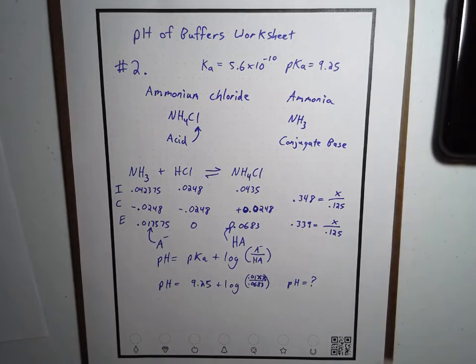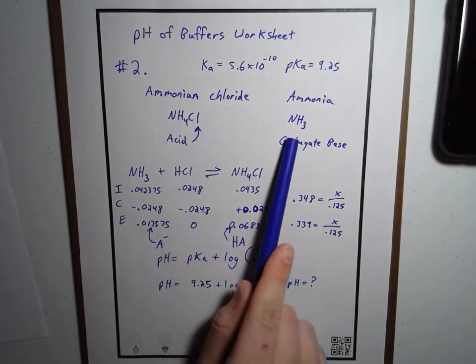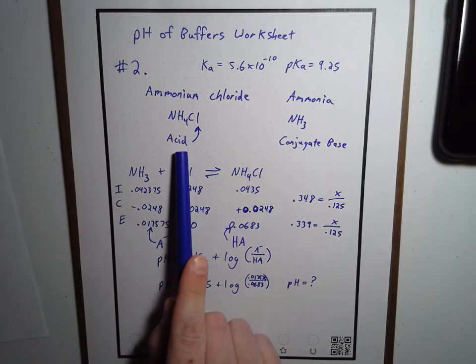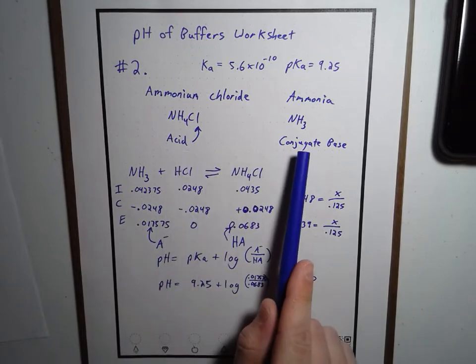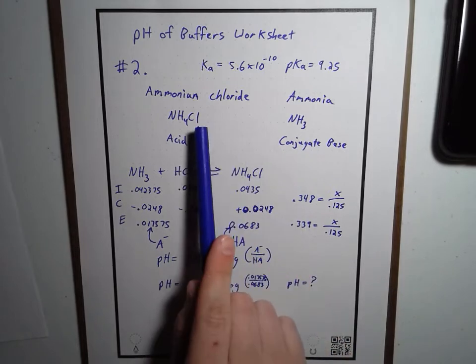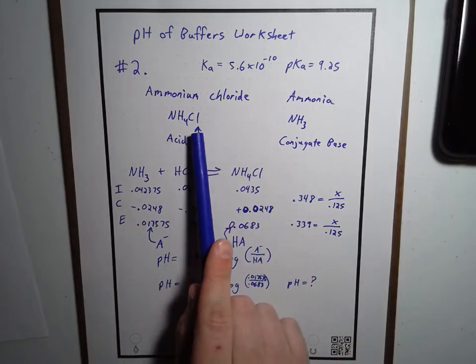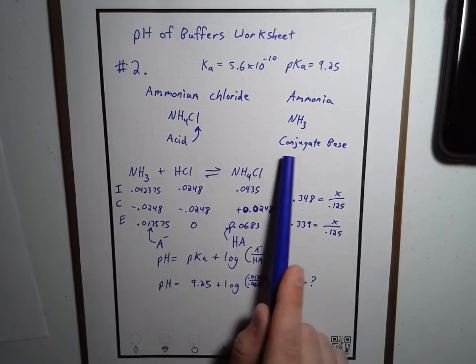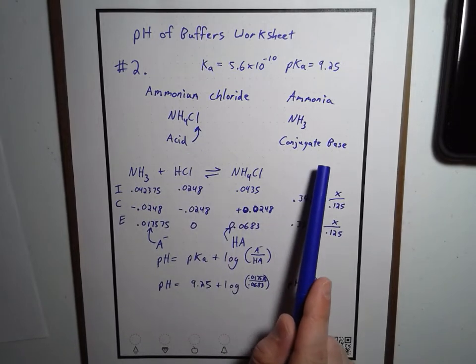The next thing that would be very helpful is to look at the two chemicals that are creating this buffer. So we have ammonium chloride, which is NH4Cl, and we have ammonia, which is NH3. Since NH4Cl has one more H than the NH3, it's going to be classified as the acid in the buffer, and the NH3 is going to be the conjugate base.